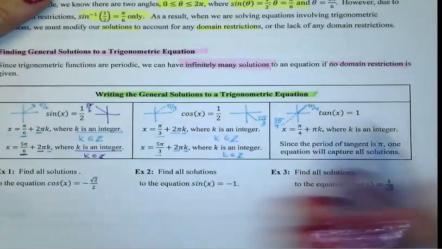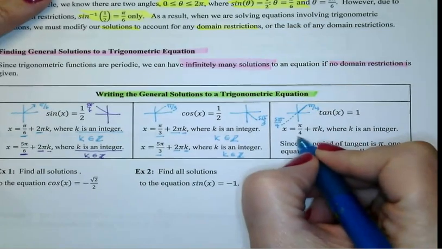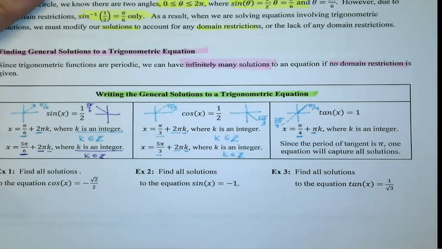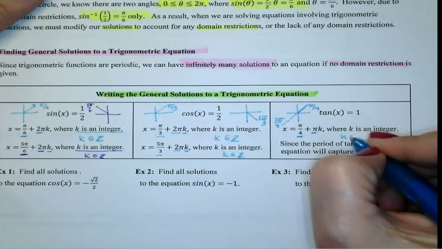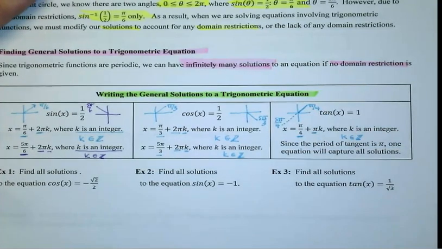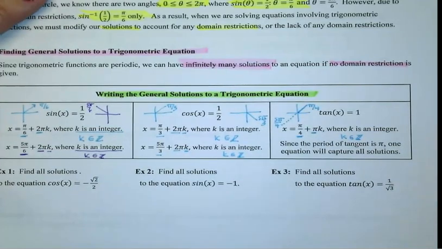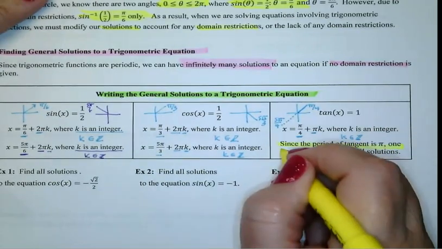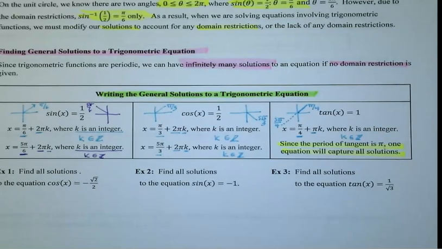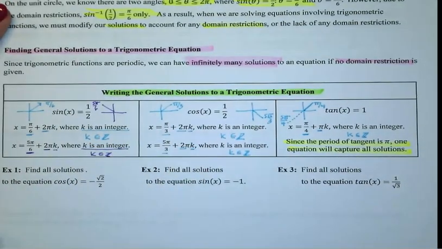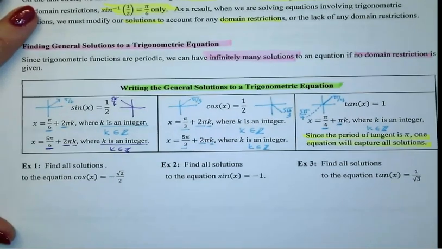So instead of rotating 2 pi like we did for sine and cosine, we start with that smallest angle, which is pi over 4, but we're only going to rotate halfway around the circle. We're still going to do it in integer rotations so that we stop at either this point or this point, but we only need one equation to capture all solutions. So sometimes you're going to need one equation to represent all solutions, and at other times you're going to have to write multiple equations to represent all solutions.